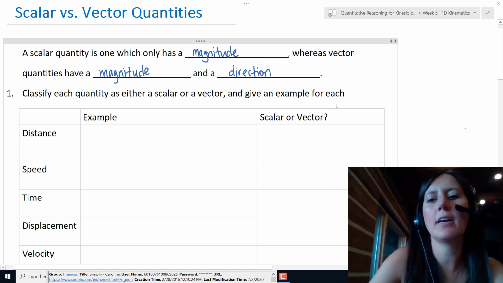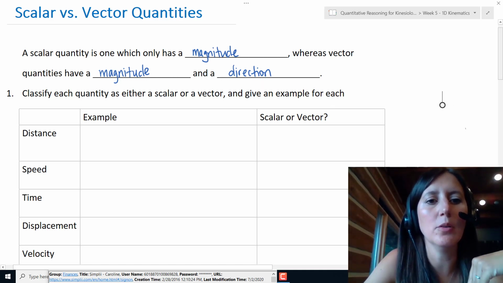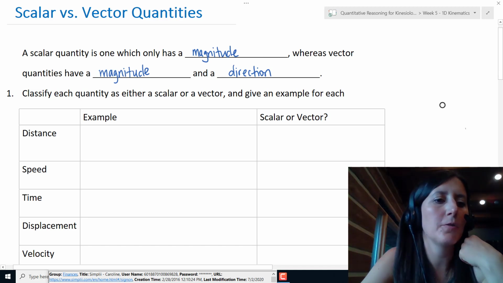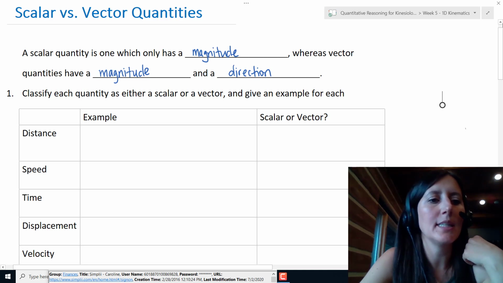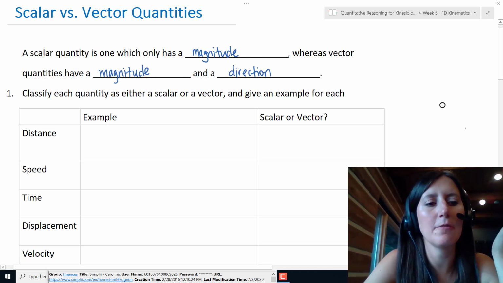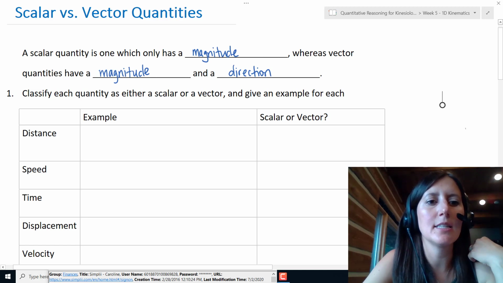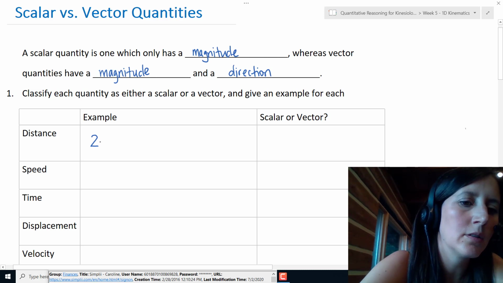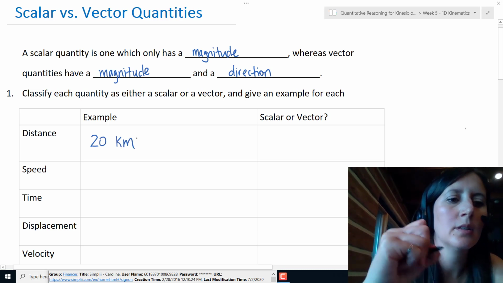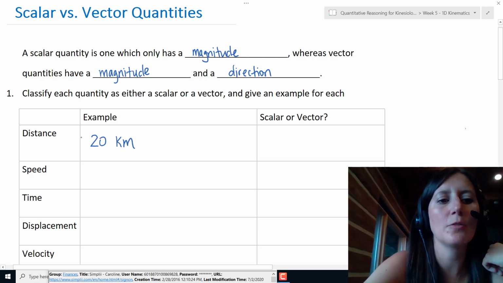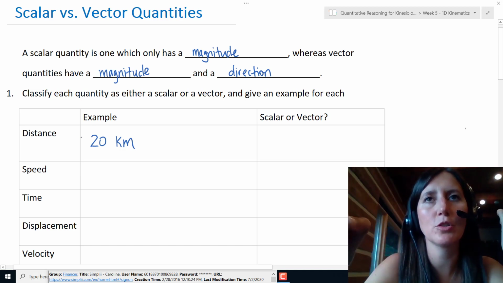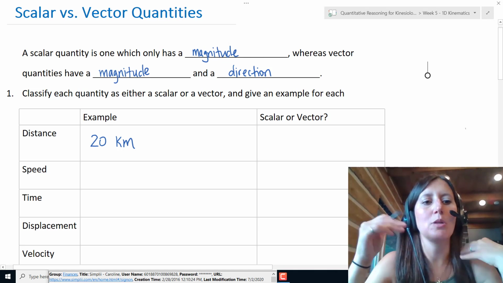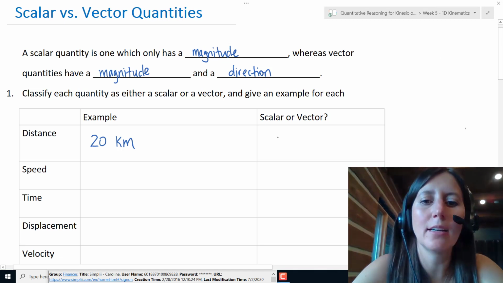All right, so we're going to classify each of the quantities in the table below as either a scalar or a vector, and we'll give an example for each. For example, the first quantity is distance. Distance is how far you're traveling. So let's say the distance from my house to the school is 20 kilometers. This is the magnitude. There is no direction. I didn't say which direction I have to go to get to the university. I just gave you the distance between my house and the university. So this would be a scalar.